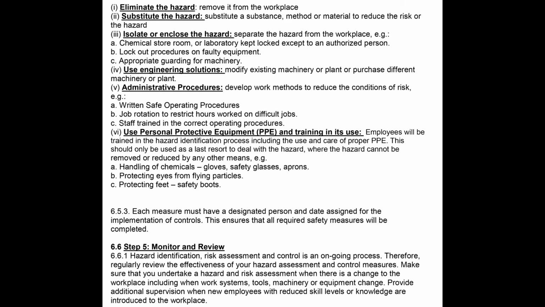Each measure must have a designated person and date assigned for the implementation of controls. This ensures that all required safety measures will be completed. Step 5. Monitor and review. Hazard identification, risk assessment, and control is an ongoing process. Therefore, regularly review the effectiveness of your hazard assessment and control measures. Make sure that you undertake a hazard and risk assessment when there is a change to the workplace, including when work systems, tools, machinery, or equipment change. Provide additional supervision when new employees with reduced skill levels or knowledge are introduced to the workplace.